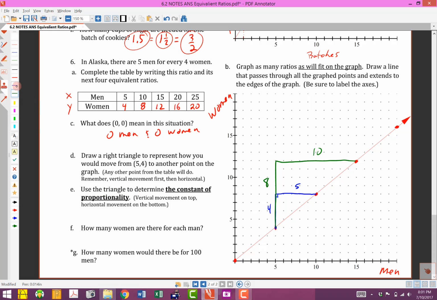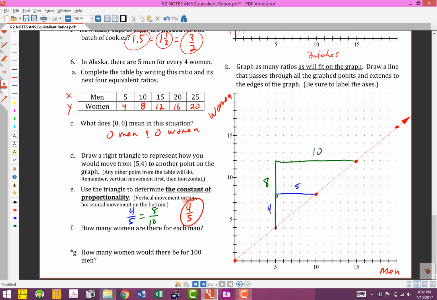So remember, what we're going to do here is put the vertical, which is the up and down part, so that's going to be 4, over the horizontal, which is 5. And on the other one, we're going to do the vertical, which is 8, over the horizontal, which is 10. And you'll notice that those are equivalent fractions. So if we put it in reduced form, that is the constant of proportionality. So this is going to be 4 over 5, 4/5, okay?